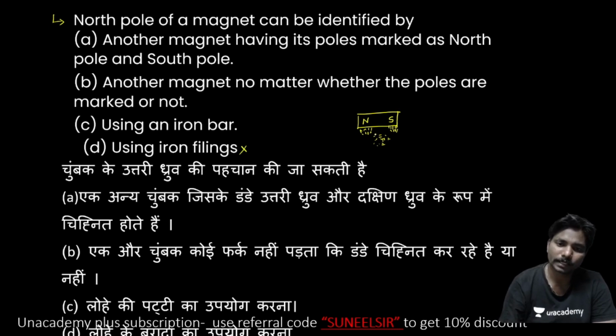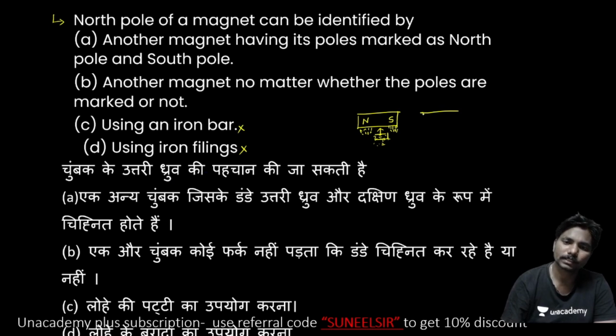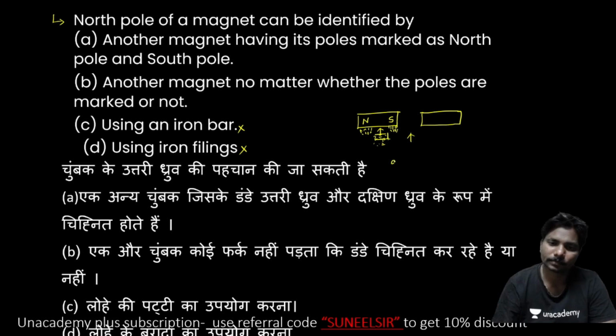If you use any iron bar, it is just attracted by the magnet. So we can't identify which is the north and which is the south. And let us take another magnet in which the poles are not marked.